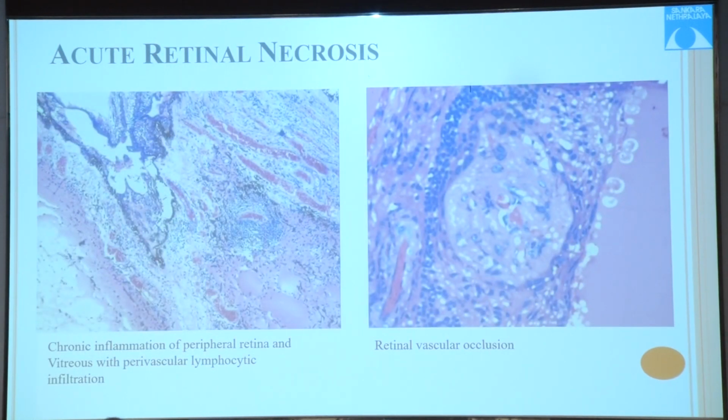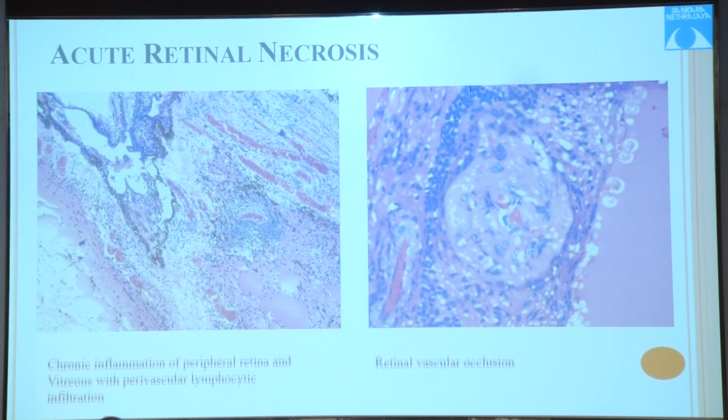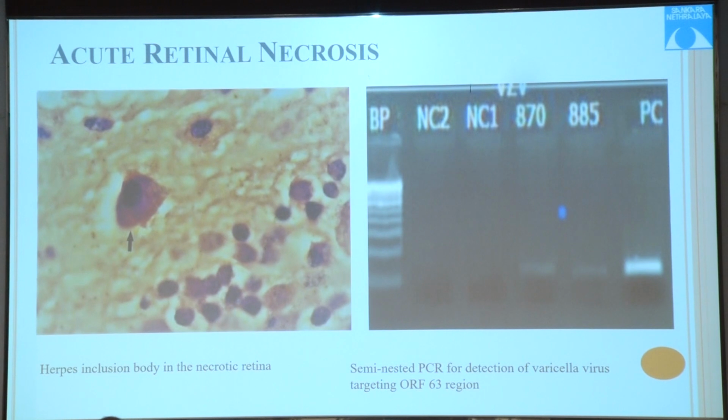Acute retinal necrosis: it shows a histopathology of an enucleated globe in a 40-year-old immunocompetent man, showing chronic inflammation of the peripheral retina with perivascular lymphocytic infiltration. The right side shows a microphotograph showing retinal vascular occlusion. Viral inclusion bodies were seen in the necrotic retina.